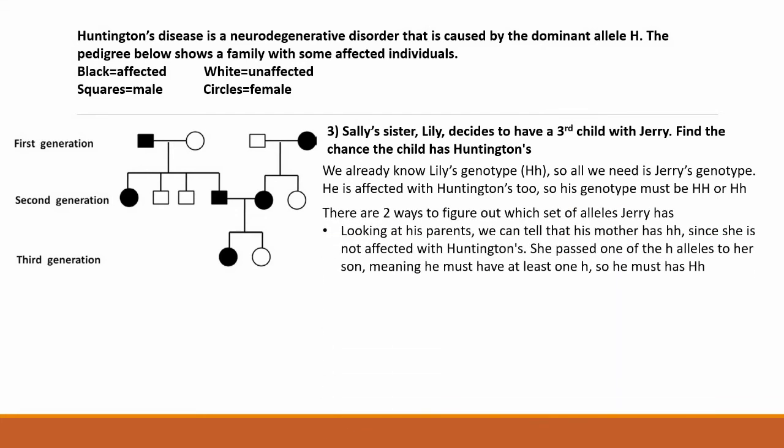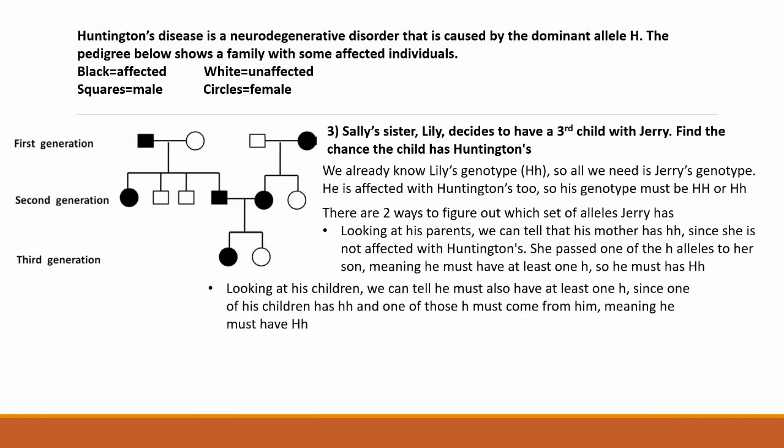First, we can look at his parents, one of which is affected with Huntington's and one of which isn't. His mother has double recessive alleles since she is not affected. Therefore, she must have passed one of the recessive alleles to her son, meaning that he must have one recessive allele, so he must have dominant recessive. We can also look at the genotypes of his children. Since one of his children is unaffected, she must have recessive alleles, and one of those recessive alleles must come from him, since alleles are passed down from parent to child. So meaning he must have dominant recessive alleles.